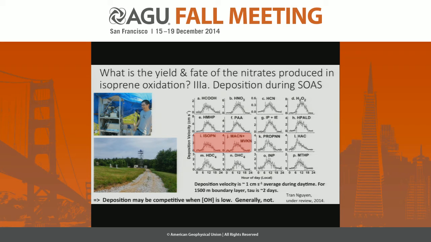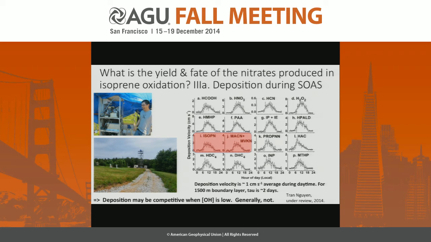And Alex, Teng, and Tran Nguyen were responsible for these data, and we did eddy covariance flux measurements of a whole suite of oxygenated VOC coming from the isoprene chemistry. And although you probably can't see in the back, these are for the isoprene nitrates and the MBK nitrates. Deposition velocities averaged over a day are about 1 centimeter per second. So is that a big or a low deposition velocity?